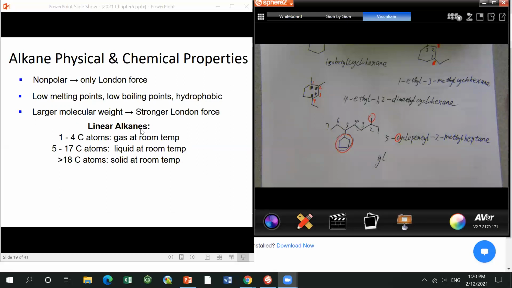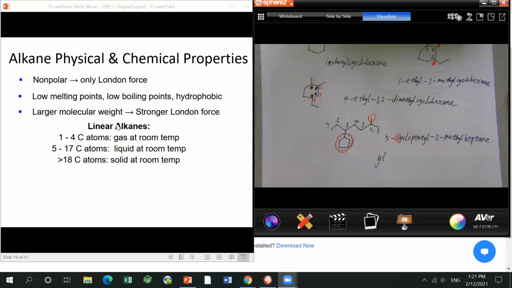But if we increase the molecular weight of the alkane, there will be a stronger intermolecular force, stronger London force, and then it's possible for the alkane to change to a solid or liquid. Here's the basic trend for linear alkanes and their phase. If it's 1 carbon to 4 carbons, the linear alkane is a gas at room temperature, like propane, which we compress in a can to burn.